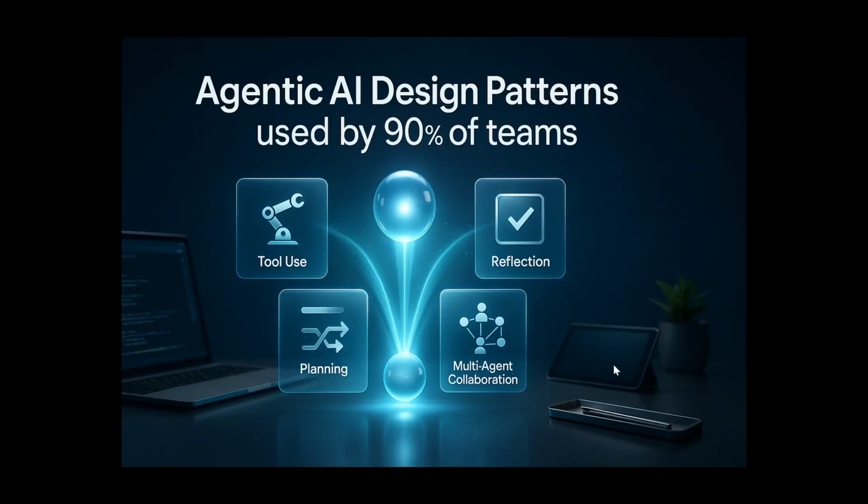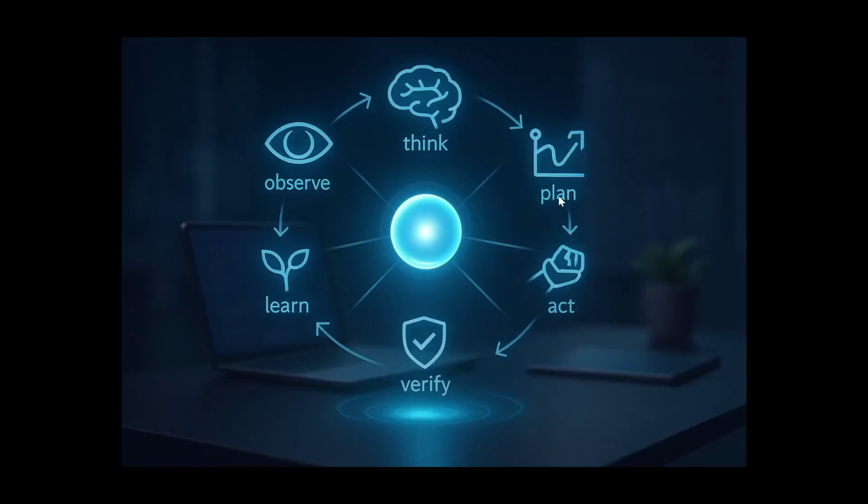Before we dive in, let's first understand, what does agentic AI even mean? Imagine an AI that does not just answer, but it can observe, think, plan, act, verify, and learn. That's just a little loop. Sometimes you just need one LLM call and that is fine. But when the task gets complex, then you might need these agentic AI design patterns which can actually make the difference.